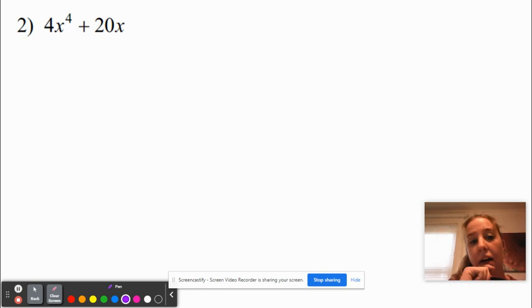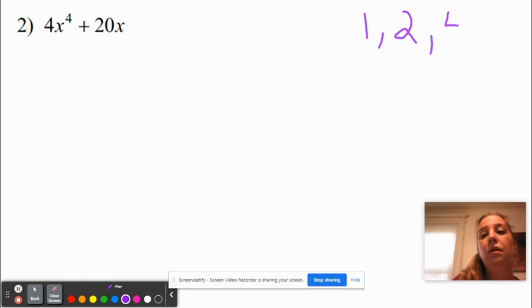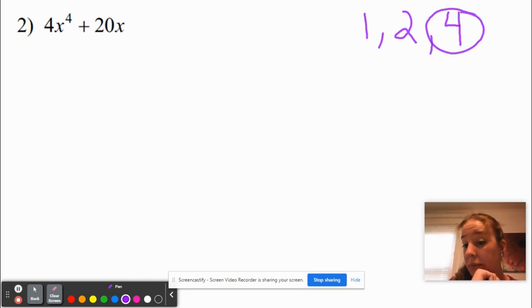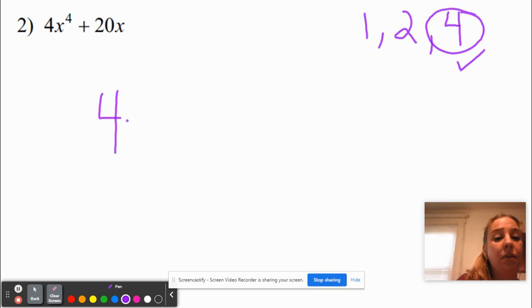Okay, greatest common factor of 4 and 20. So you want to ask yourself, start with the smaller number. What are factors of 4? 1, 2, and 4. So let's start with the biggest. Does 4 go into 20 also? You bet it does. So 4 is the greatest common factor of those coefficients. And since there's an x in both terms, the x comes out as well.